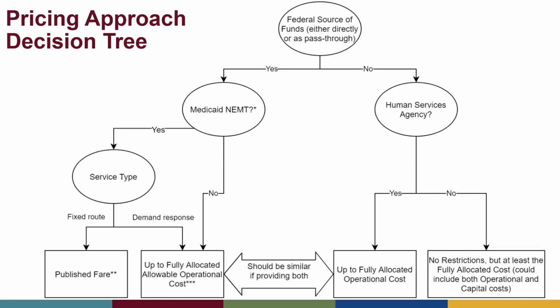This diagram is also included in the manual. It provides you some ideas about what pricing approach you might want to take depending on your source of revenue. Is it coming from a federal agency? Is it Medicaid and EMT? This is our set of recommendations to help you think through how much you should charge. Should you charge the fully allocated cost? Should you charge something else? Or are you allowed to charge something else? Again, I won't walk through this entire thing today, but I just want you to know it's there in the manual. It's something that can help to guide your decision making.